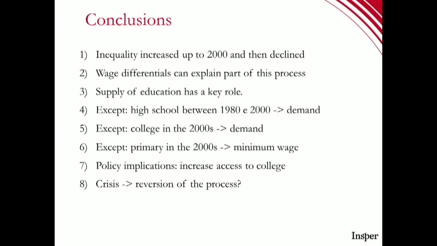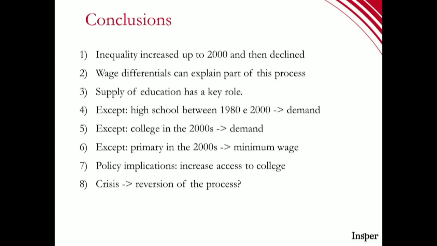basically the chapter tells the following story. Income inequality increased a lot up to 2000 and then declined. And we try to point out in a very descriptive way that wage differentials could explain part of this process. Why? Because there was an increase in the supply of education over the period, especially secondary education and high school education. And this has led to a decline in the education wage differentials, which could explain part of the reduction of income inequality.